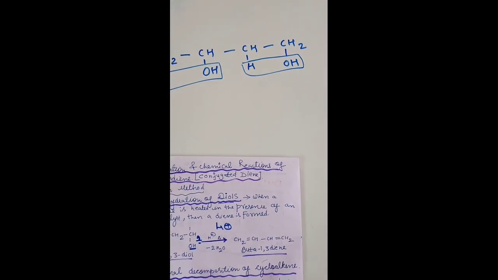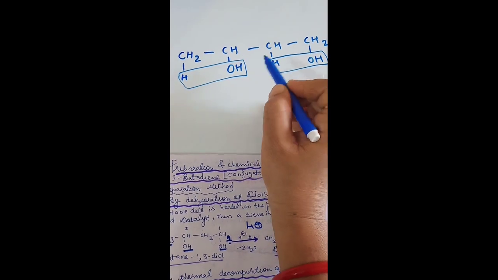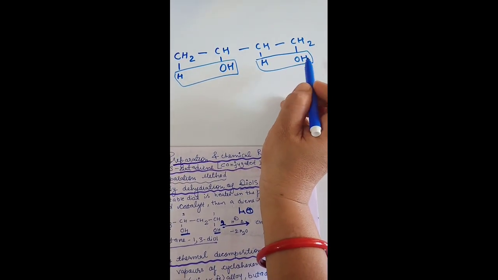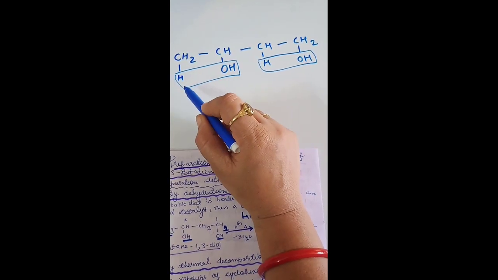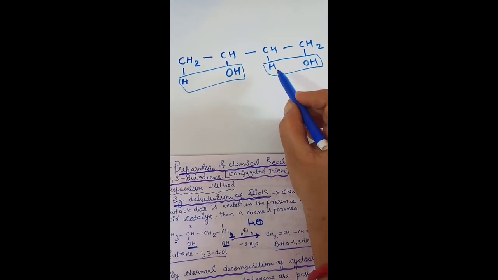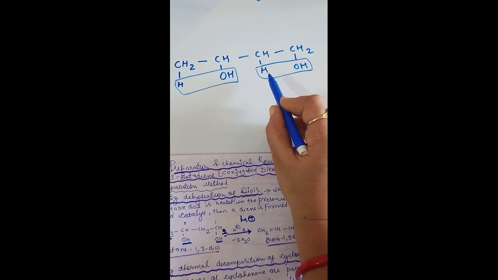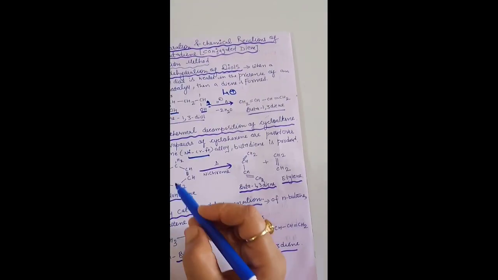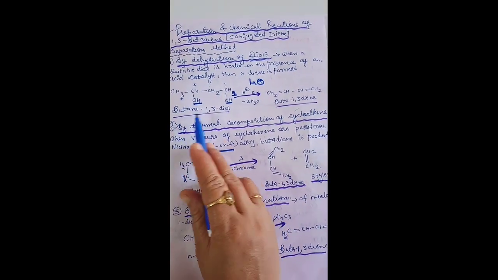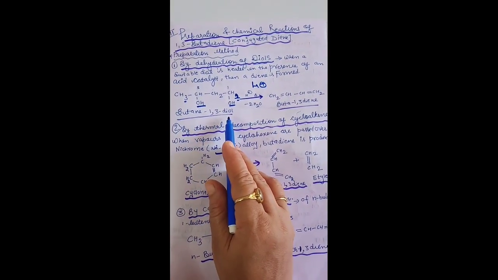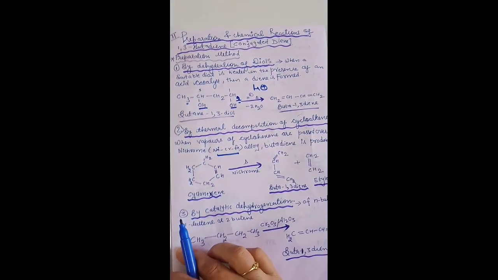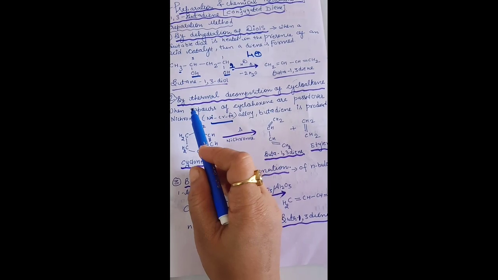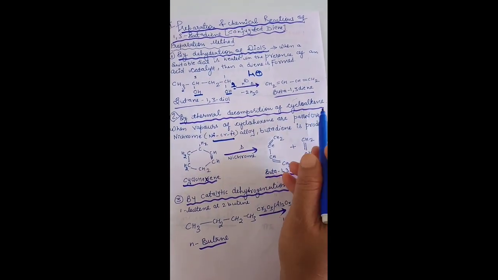Now we can see how this reaction is done. I have written the structure: CH3, CHOH, CH2, CH2OH. One water molecule is eliminated from these two carbons, hydrogen from this one and OH from this one. Similarly, one H and one OH are eliminated to form the second water molecule. So when butane-1,3-diol is dehydrated in the presence of acid, it prepares buta-1,3-diene. The second method is the thermal decomposition of cycloalkenes.